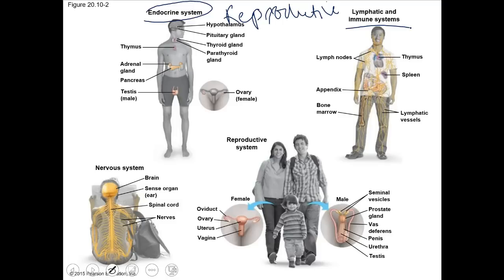Lymphatic and immune, we don't really talk about as much, but we can come back to those at a certain point. Nervous system is really, really important because you want to talk about how it responds to its environment, and then also the reproductive system. So how does it make more of itself?